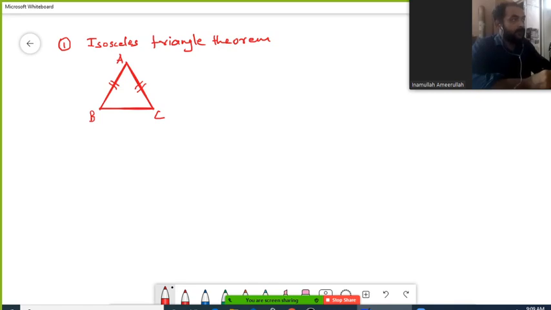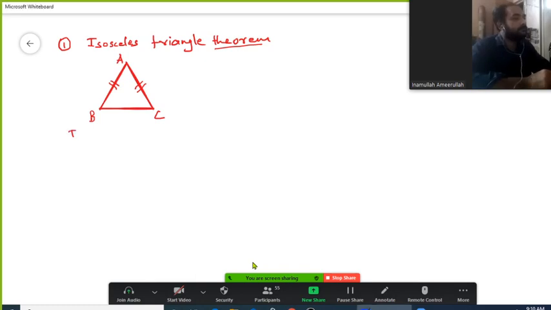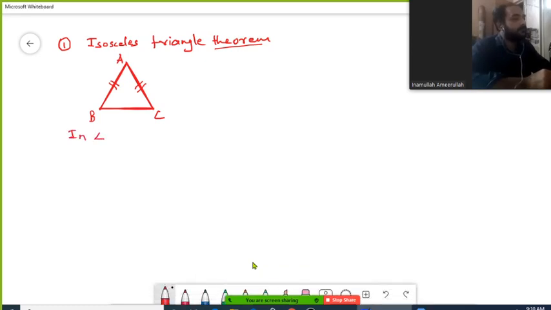If these two sides are equal, then this triangle ABC can be called an isosceles triangle. So according to the theorem of isosceles triangle, we can say that in triangle ABC, angle B is equal with angle C.